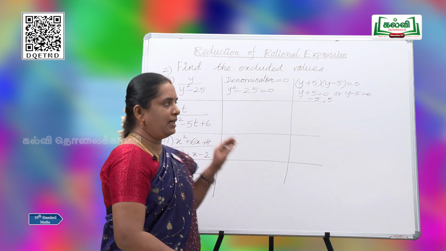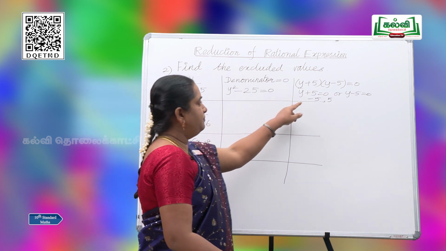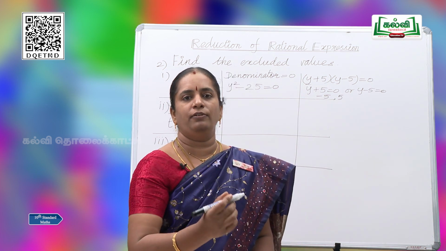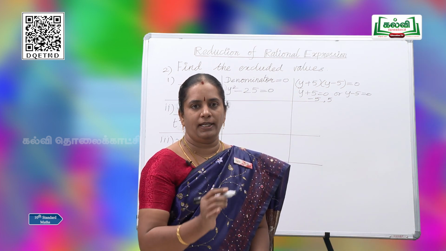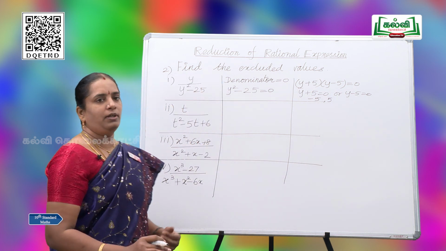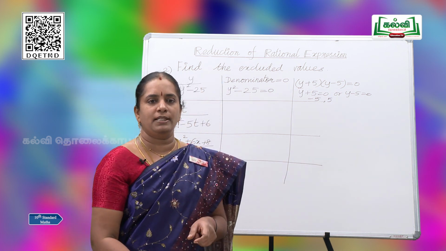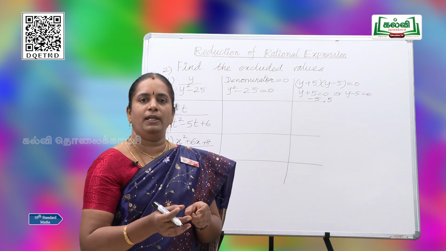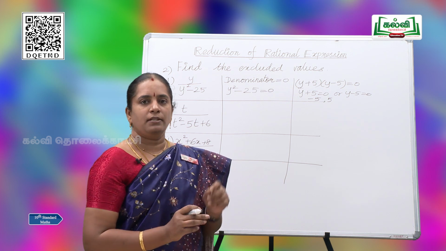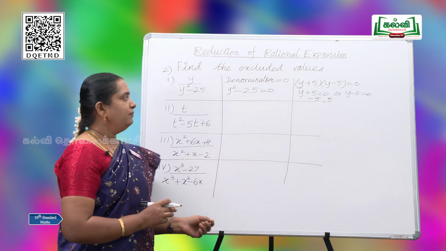While defining this rational expression, we have to say that we should exclude these values, that y is not equal to 5 or minus 5. Can you understand? You could have seen in the book that if a denominator is given, it is stated that the denominator is not equal to 0. So, the reason is here.